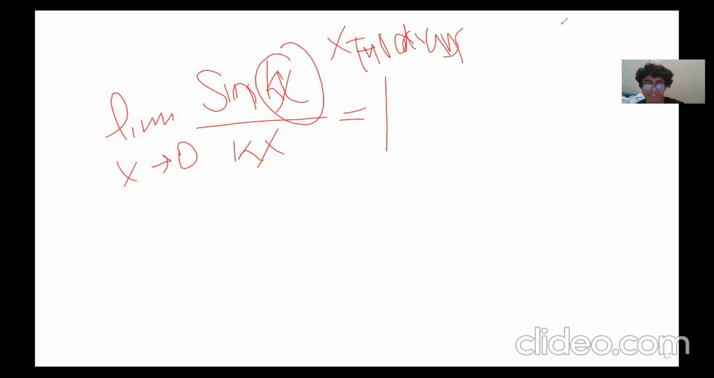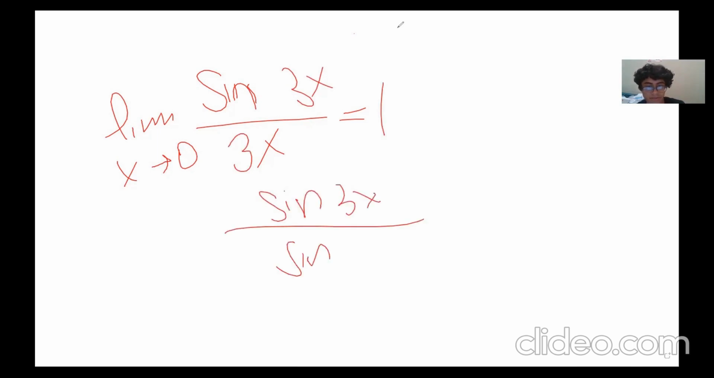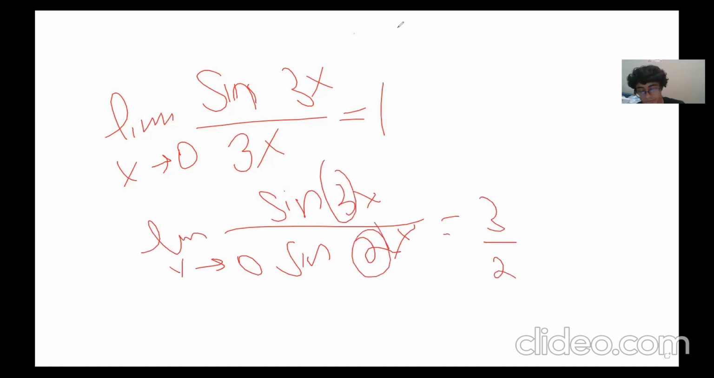And if you see something like the limit of 3x over 3x, well, this is still 1. Another thing that you can probably derive after doing a certain number of problems is, okay, what about the limit as x approaches 0 of this? Well, this one you'll actually find is 3 over 2. We just take the ratio of these.